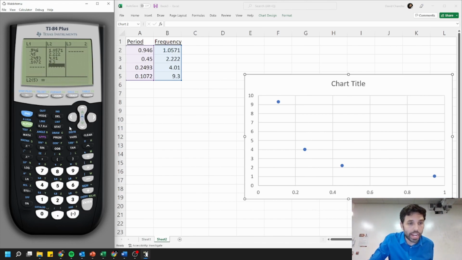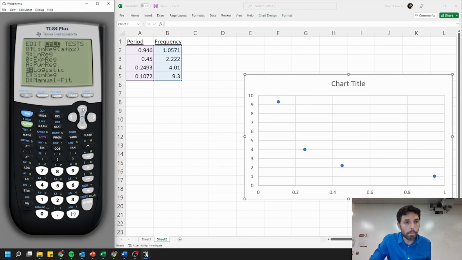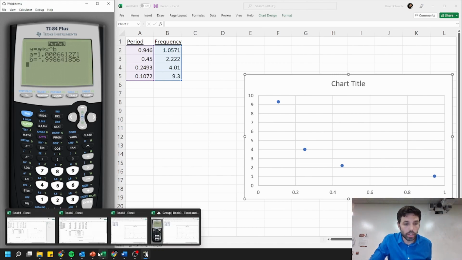And then I'm going to go to Stat again. Arrow to the right to go to Calc. Arrow up to power regression. Hit enter. Scroll down to calculate. Hit enter. Let it think, and it's going to spit out a number. Negative 0.998. That's really close to -1, isn't it? I mean, that's super close.